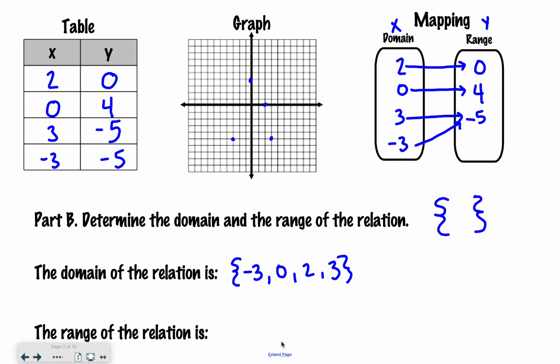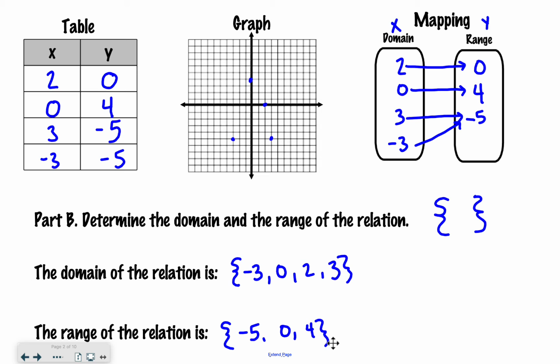Am I going to be super picky about this? No. Will I probably write a note on your stuff if you don't put it in order? Yes. Will I maybe make you redo some stuff? Yes. Okay? So the squiggly bracket for the range right here would be -5, 0, 4. And voila, I'm all done with the range and the domain.